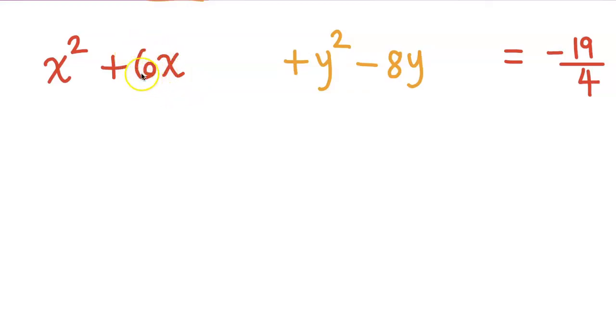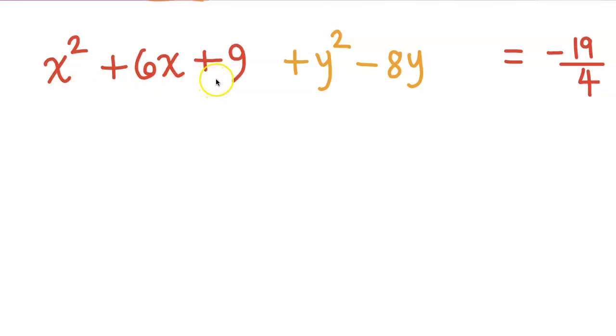Now, what's half of 6? 3, right? After that, you square it. So half of 6 is 3, and 3 squared is 9. So what you have to do is add 9 to the terms for x's. Now, hold on a second.